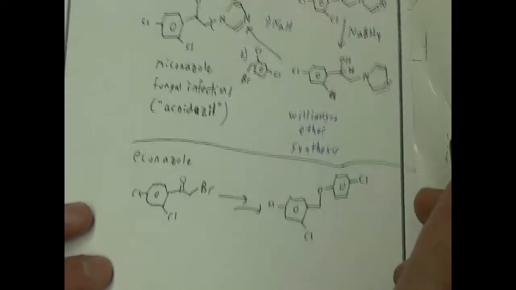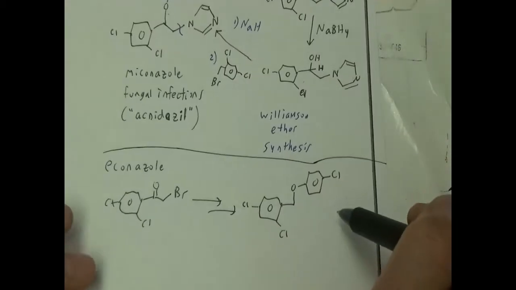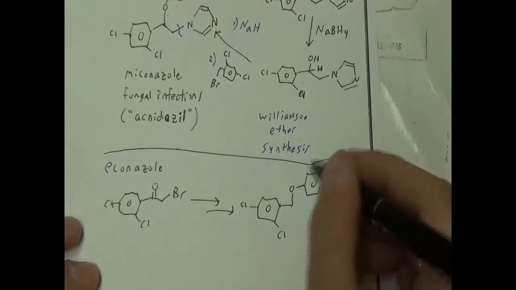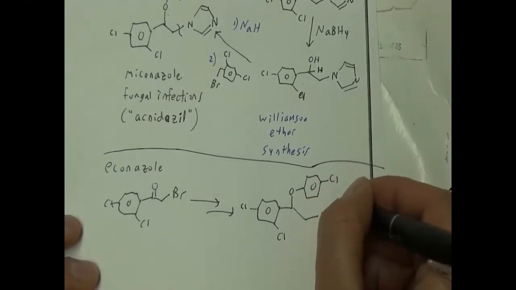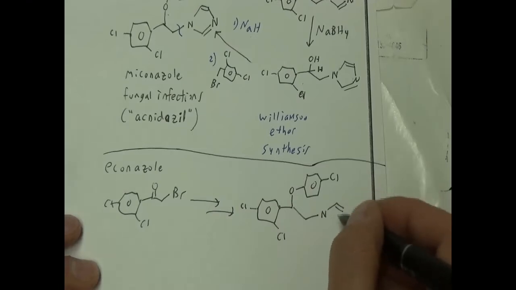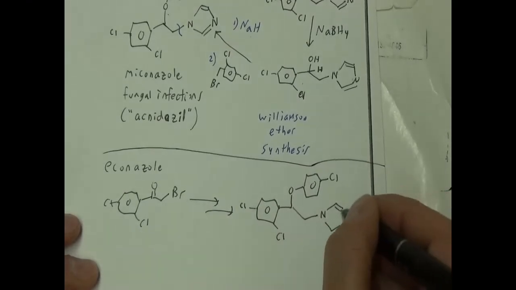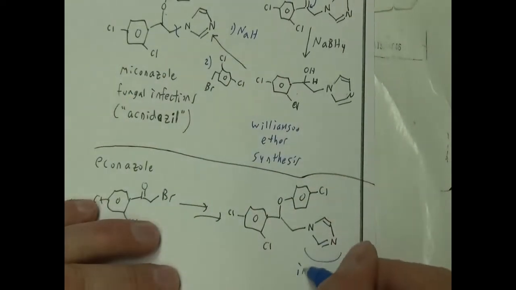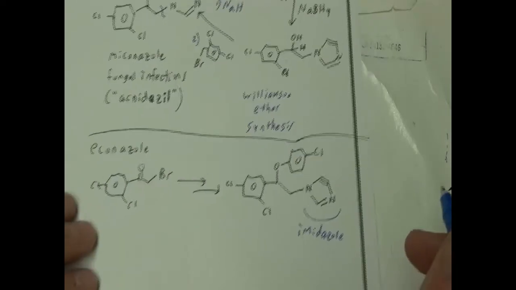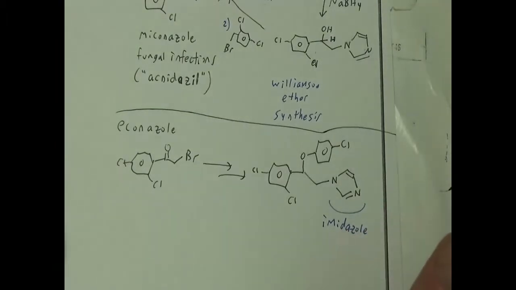And now instead of a dichlorobenzene, it's a monochlorobenzene, a para-substituted chlorobenzene. Okay, and then we got imidazole there. Yeah, this thing in the molecule is called imidazole. Okay, alright, so one more example.